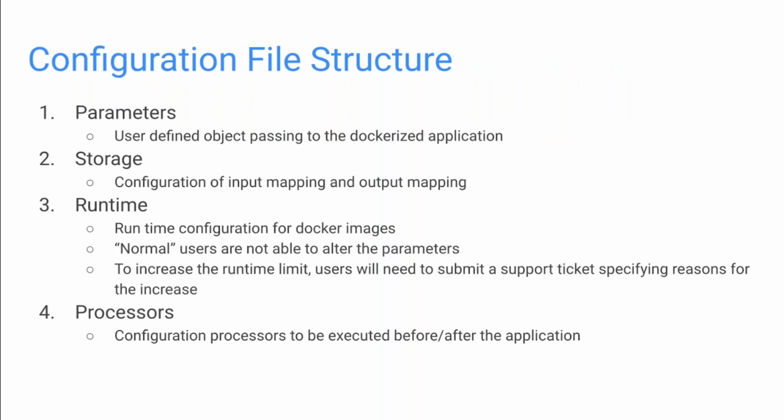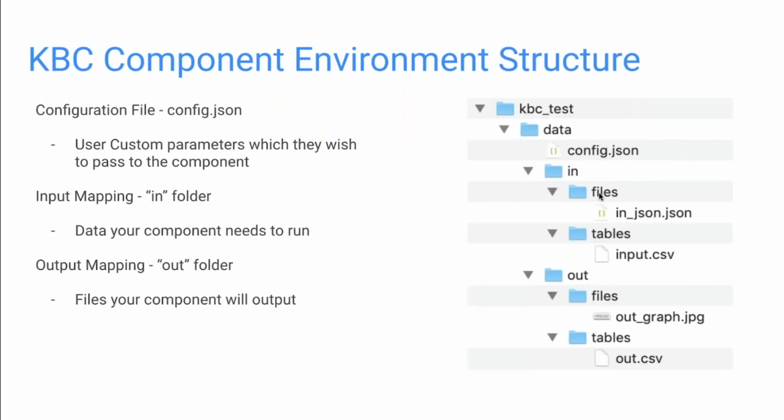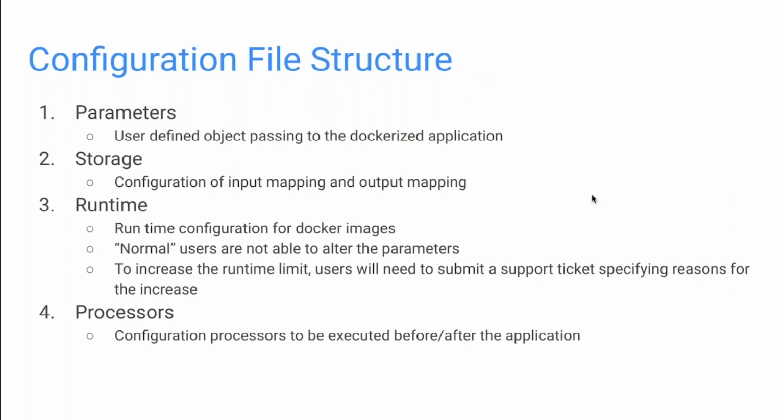Now we're going to go deeper into the configuration file and what it is. Inside the configuration file, first, parameters: these are user-defined objects passed to the Dockerized application. Second, storage: the configuration of input mapping and output mapping essentially are these ones. Third, runtime: runtime configuration for Docker images. Normal users cannot alter these parameters. If the user needs to increase the runtime limit, they will have to submit a support ticket specifying the reason for the increase.